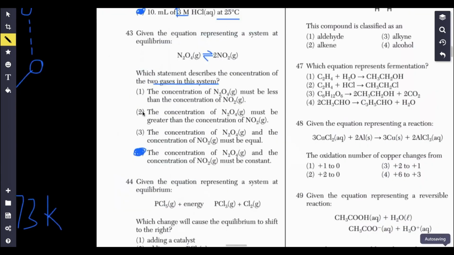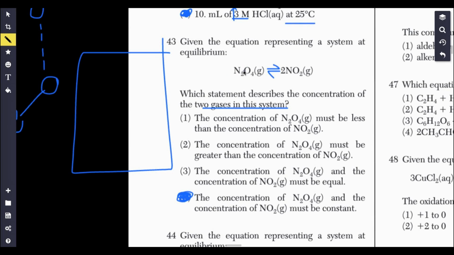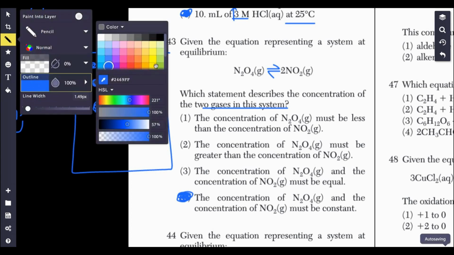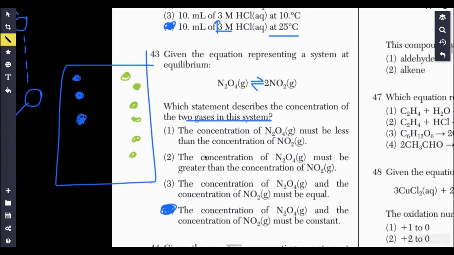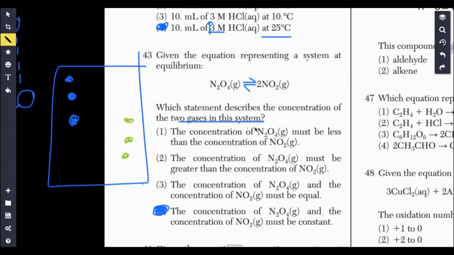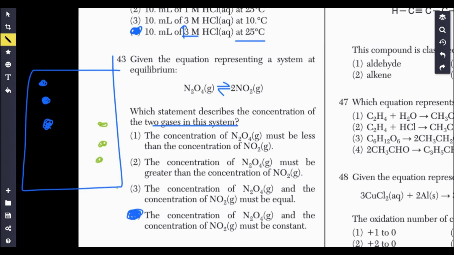So let's say I have this example right over here, in a container. Let's say the blue thing represents N2O4, and the green things represent 2NO2. Now, you guys might be thinking, okay, the concentration of N2O4 must be less than the concentration of NO2. But that's not actually always the case. In fact, at equilibrium, there are other external factors, so it doesn't have to be in the correct ratio because of different sorts of conditions.